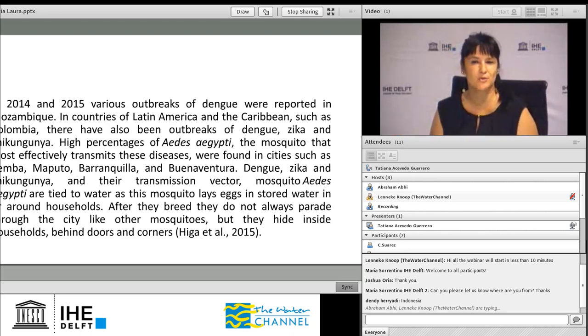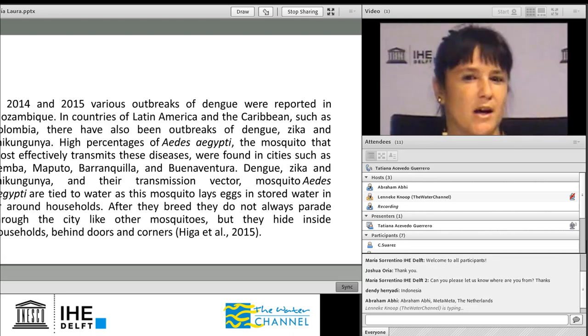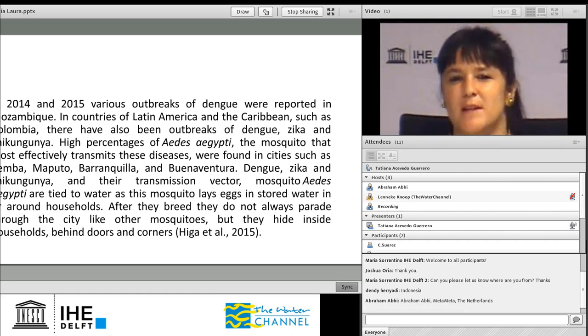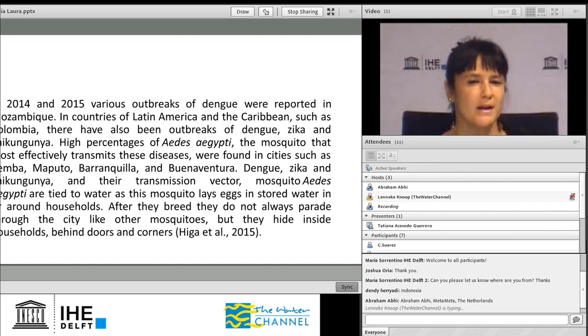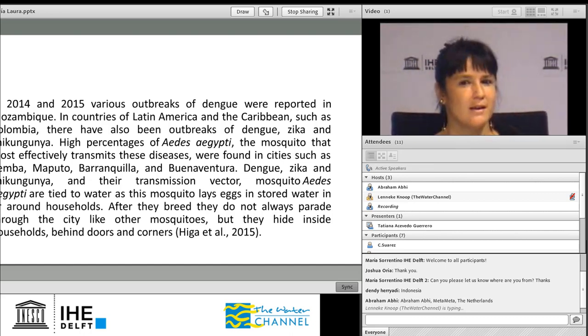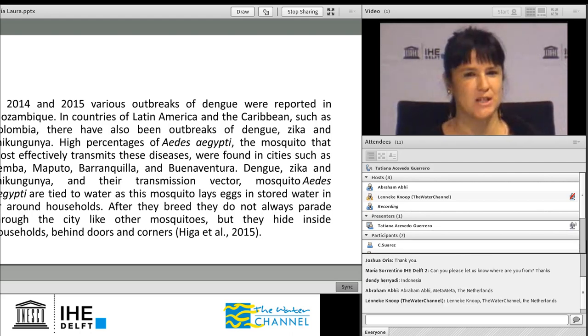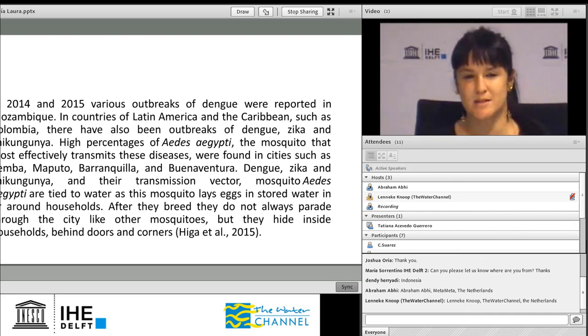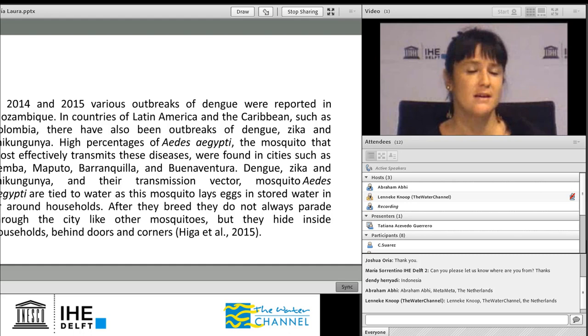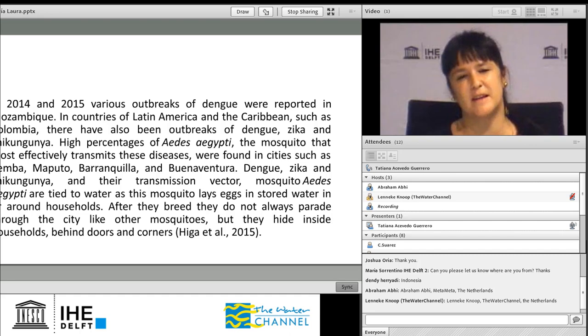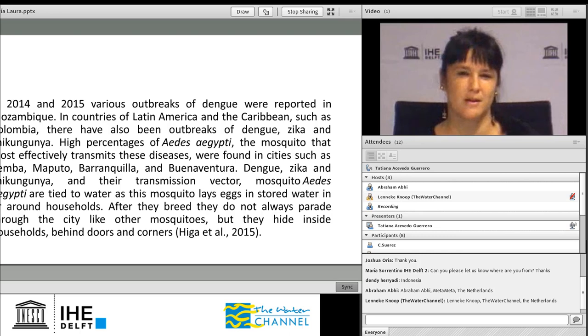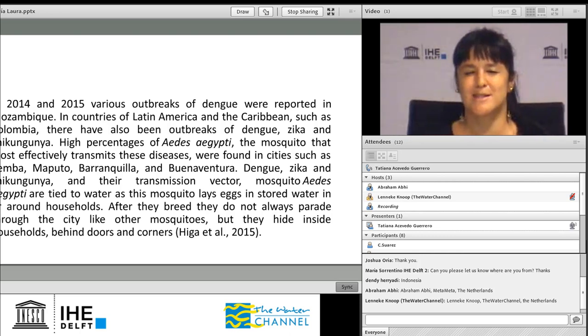In 2014 and 2015, various outbreaks of dengue were reported in Mozambique, and in countries of Latin America and the Caribbean, such as Colombia. There have also been outbreaks of zika and chikungunya. High percentages of Aedes aegypti, the mosquito that most effectively transmits these diseases, were found in cities such as Pemba in the north of Mozambique, Maputo, its capital, in the south, Barranquilla, a Caribbean city in Colombia, and Buenaventura in the south.